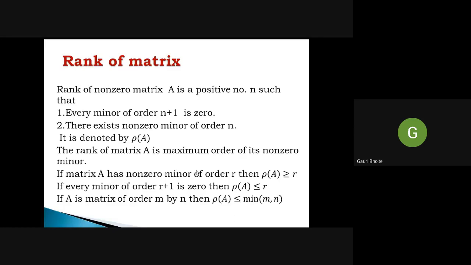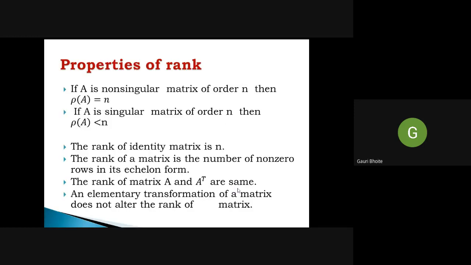If the rank of a matrix is R, then definitely the matrix has a non-zero minor of order R, and every minor of order R plus 1 is 0. Now the next property: if it is a non-singular matrix, then the rank is the same as its order n. If it is singular, the rank is strictly less than its order n. Then the rank of a matrix is equal to the number of non-zero rows in its row echelon form.